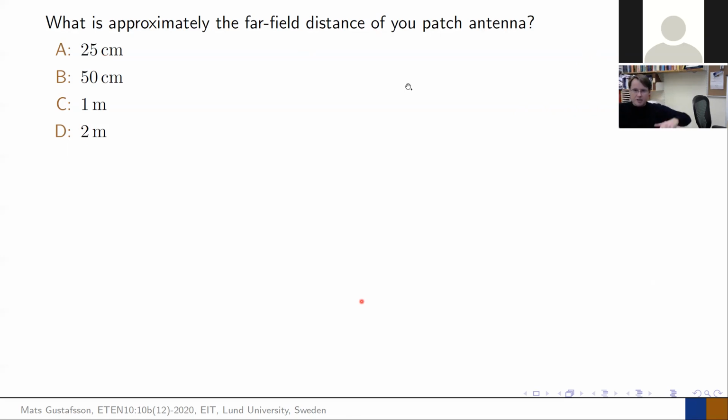So again, in these cases: A, 25 centimeters, B, half a meter, C, 1 meter, D, 2 meters. What do you think it is? You get 10 more seconds for a few more answers. We're up to 60% today.